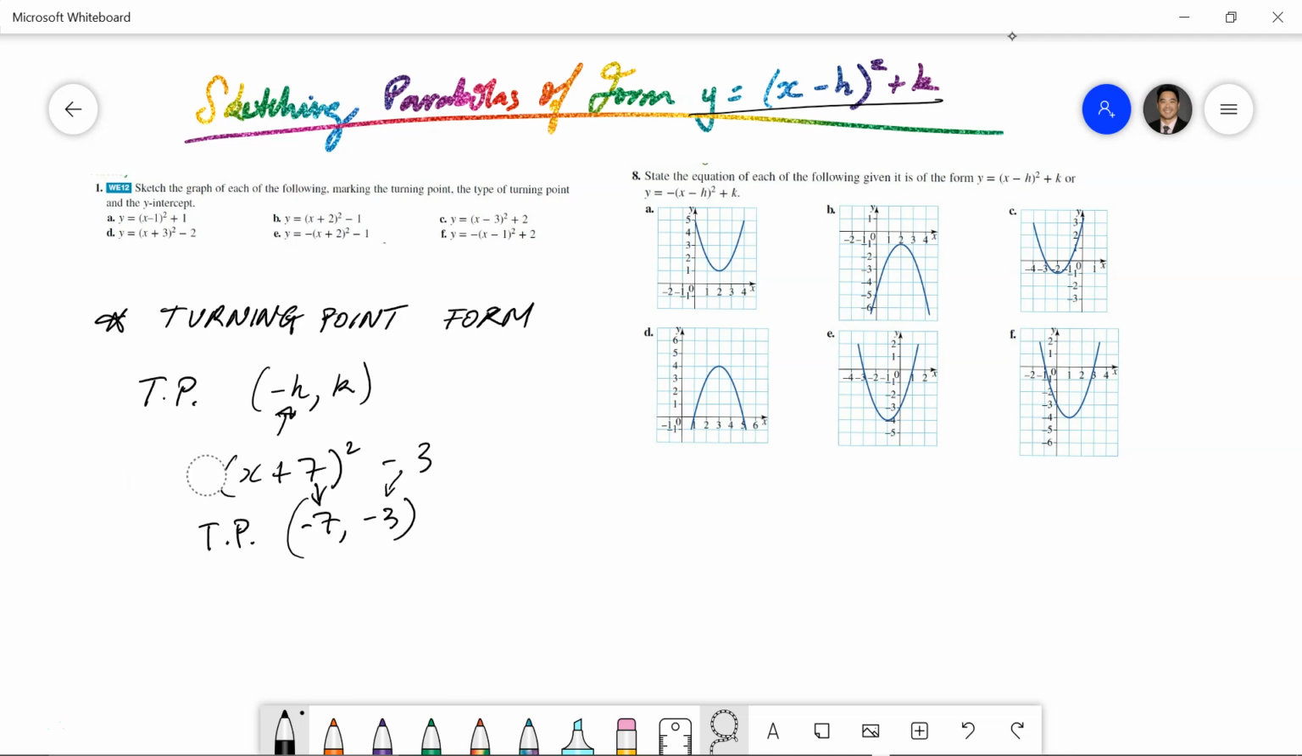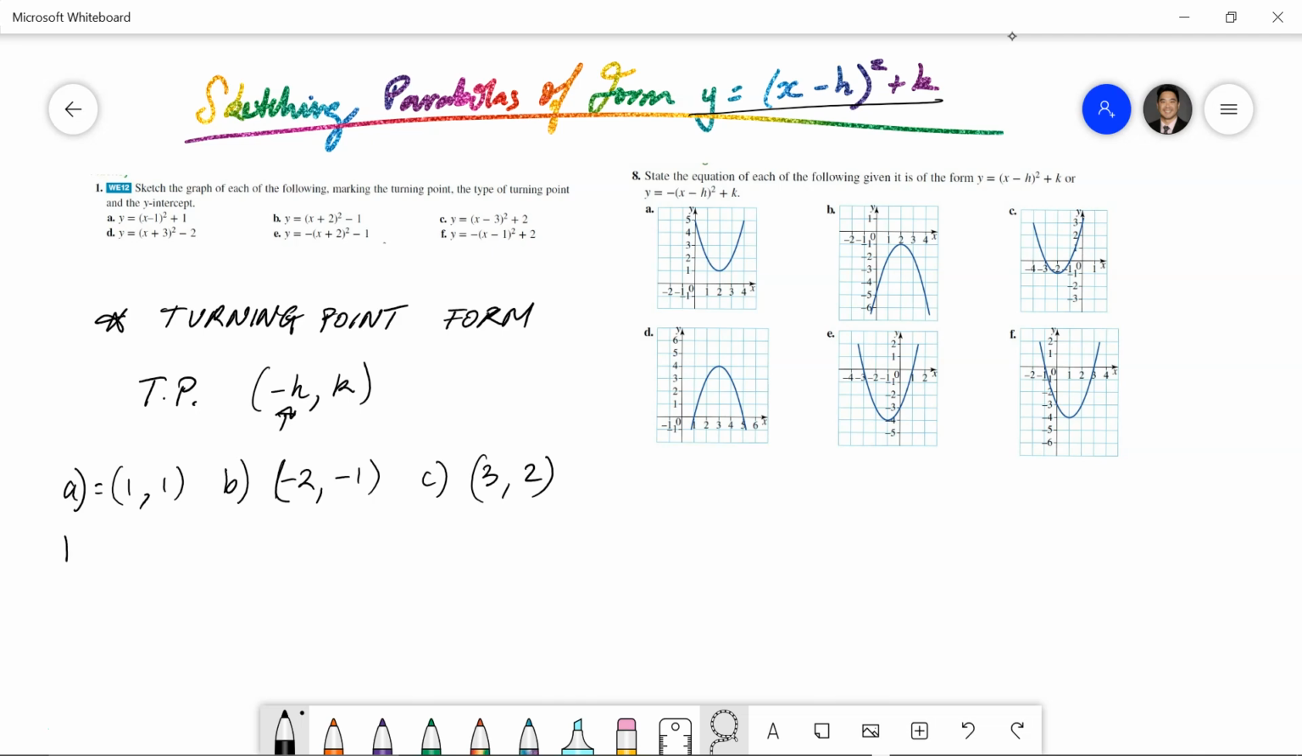Okay, so putting that into practice, I've got a few examples here with question 1. Turning point for A is going to be positive 1 and 1. For B, we're looking at negative 2 and negative 1 as our turning point. For C, we have 3 and positive 2 as our turning point. For D, it's going to be the reverse of positive 3, so minus 3 and negative 2. That stays the same. For E, we have a negative 2 and a negative 1.